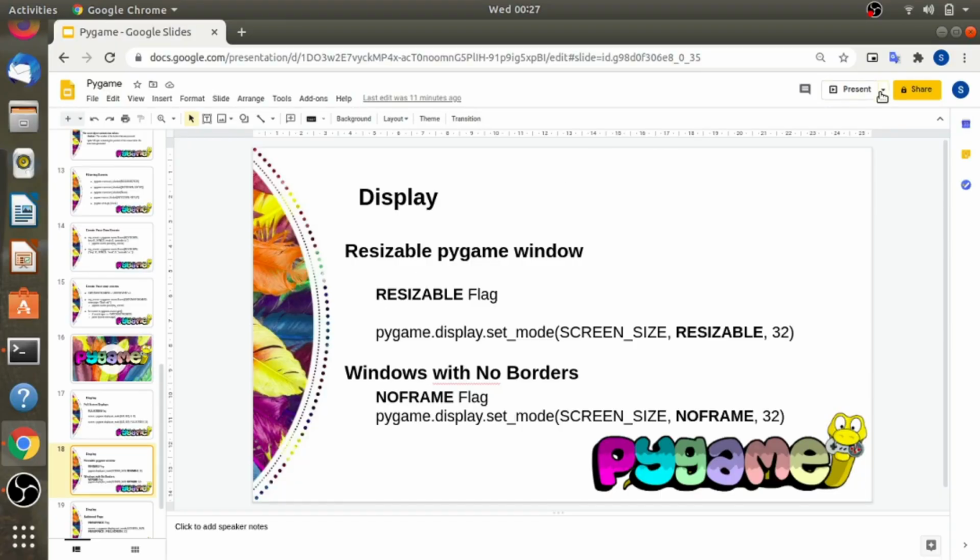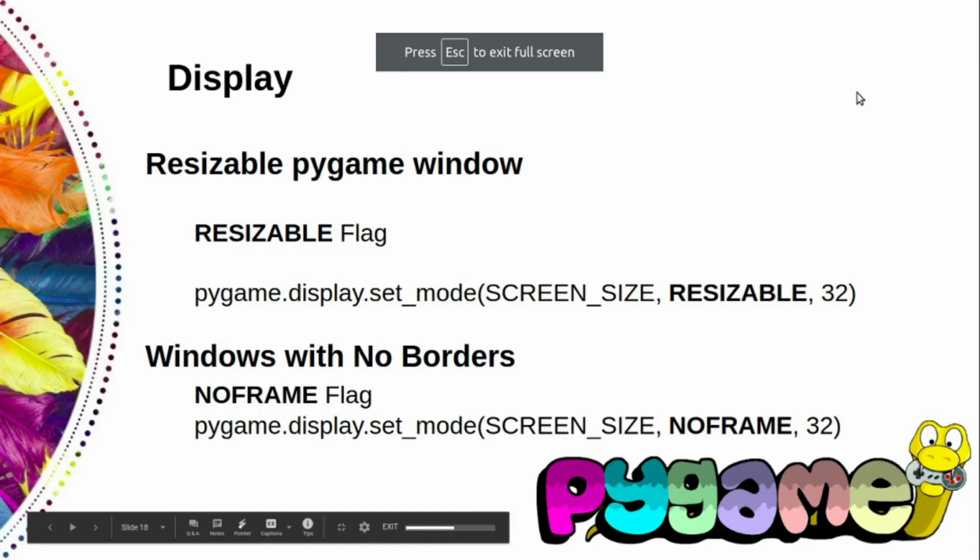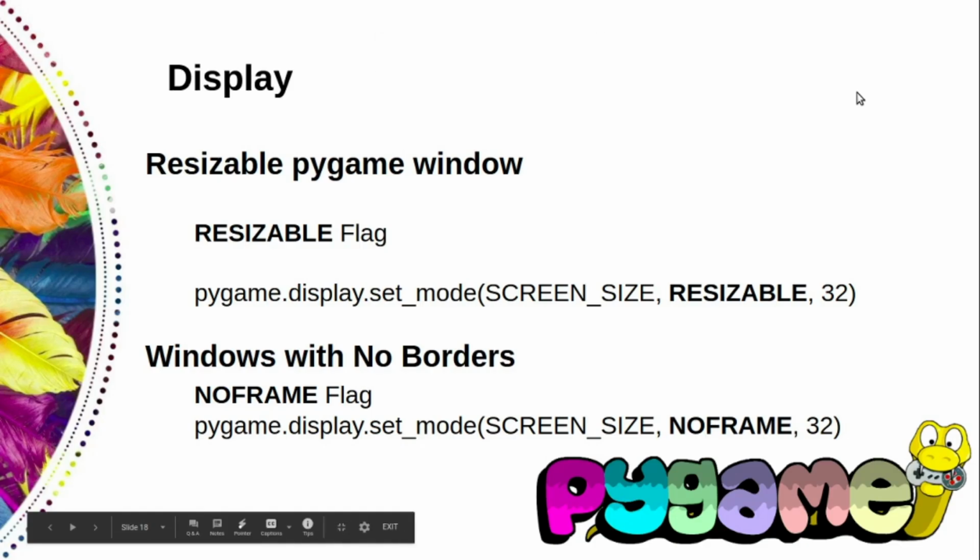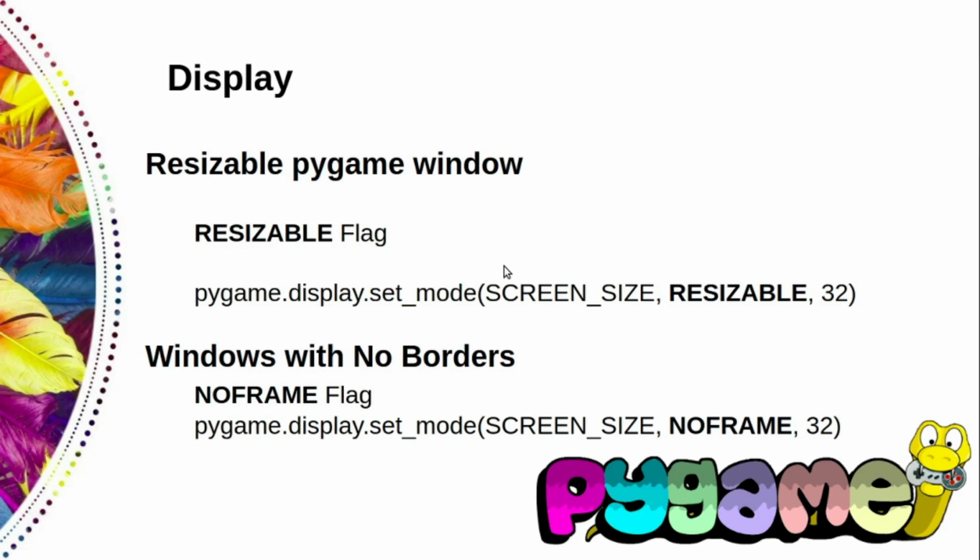Now, occasionally you may want the user to be able to resize a Pygame window, right? Which you typically do by clicking on the corner of the window and dragging with the mouse. It's easy enough to do this by using a resizable flag. When you call set mode, Pygame informs your code if the user has changed the window size by sending a VIDEORESIZE event that contains the new width and the height of the window.